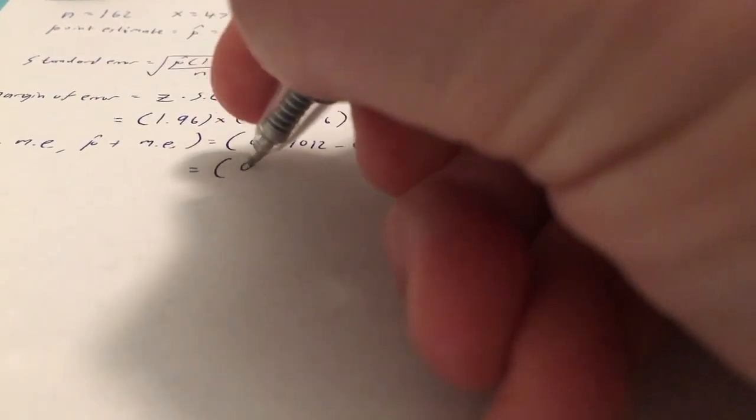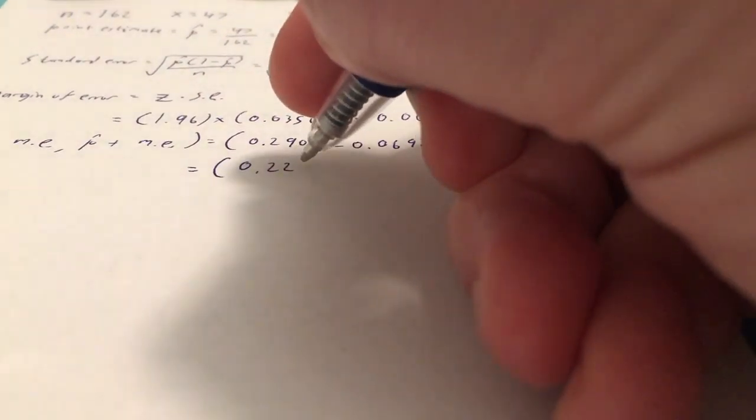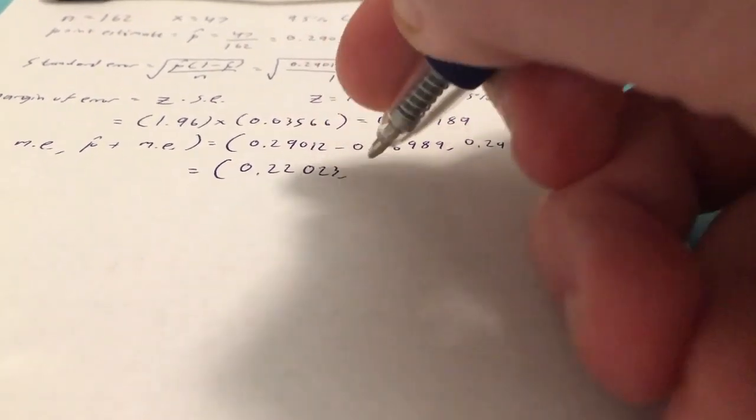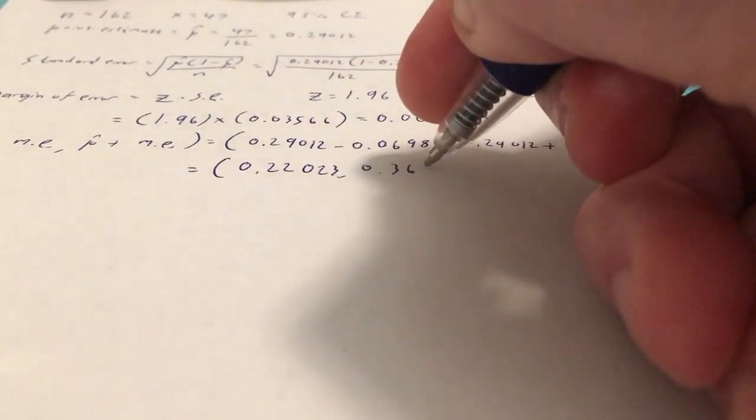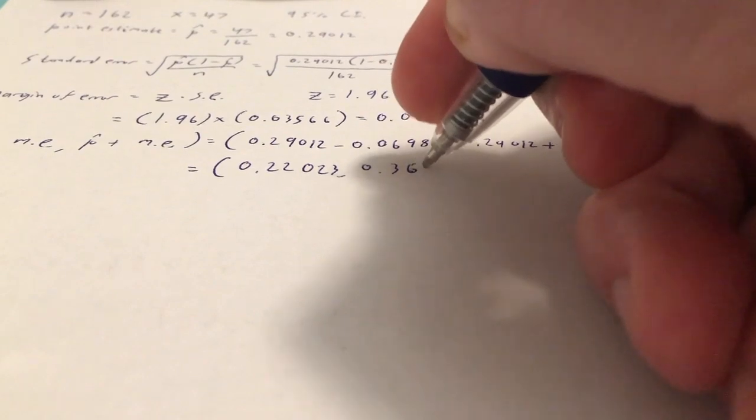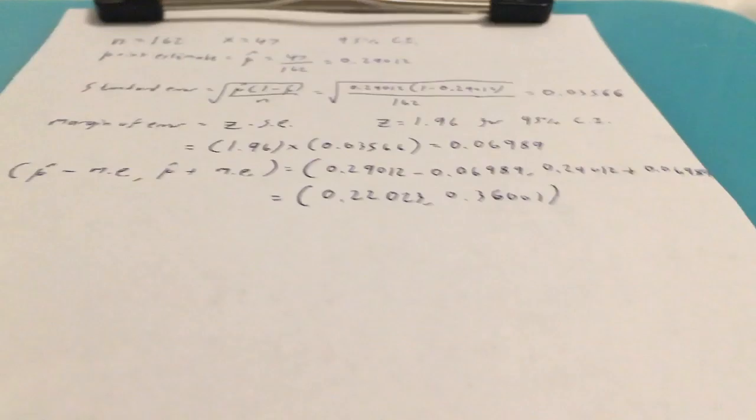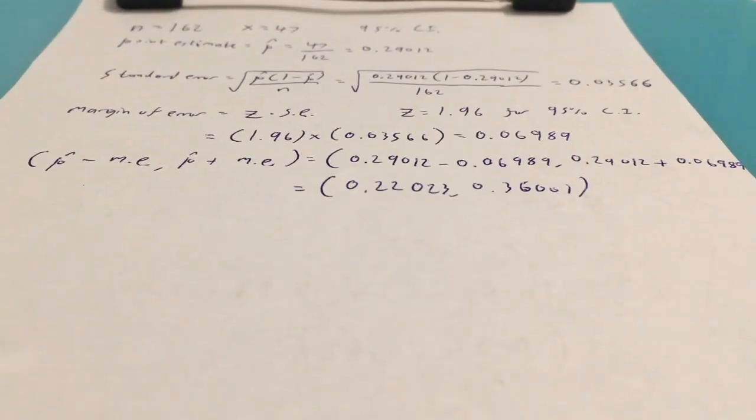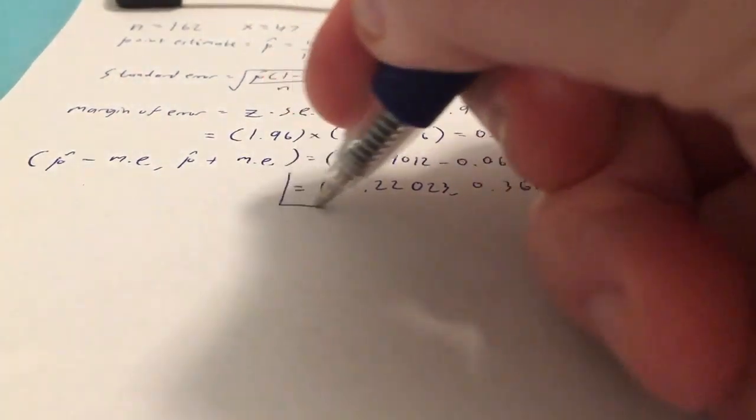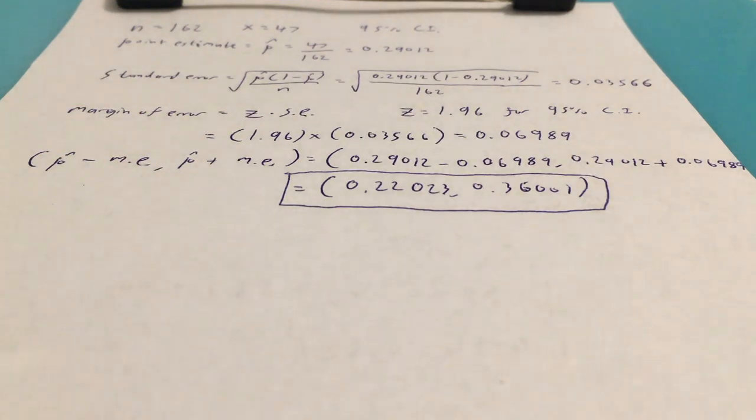When you find those numbers, you will find that the answer is 0.22023 for the lower limit and 0.36001 for the upper. Of course, we could use more decimals with the calculator. I'm just, for simplicity, showing it all rounded to 5. All right, so this tells us the 95% confidence interval is given by this range here, which is 22% to 36%.